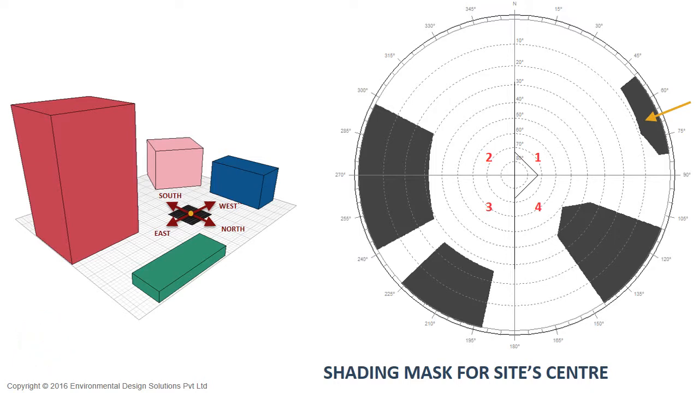You can see that this profile lies towards the northeast direction. Let's go back to the site view to see which of the buildings lies in the northeast direction. It's the green building, so this profile here belongs to it. The building has an elongated shape as well, so that's why its shading mask profile appears as a long strip. Can you now identify the shading mask profile for the blue building?